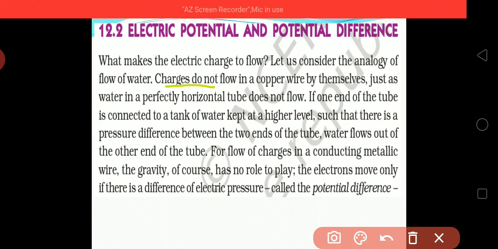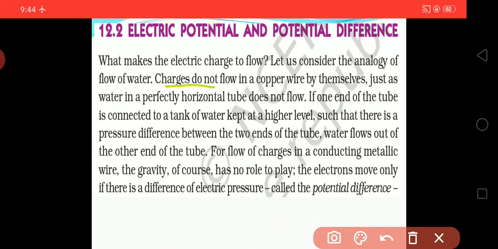If one end of a tube is connected to a tank of water kept at a higher level, such that there is a pressure difference between the two ends of the tube, what will happen? Water flows out at the other end of the tube. From the higher level, water gets connected to the lower level by the tube, due to which water will come downward and flow out at the other end.